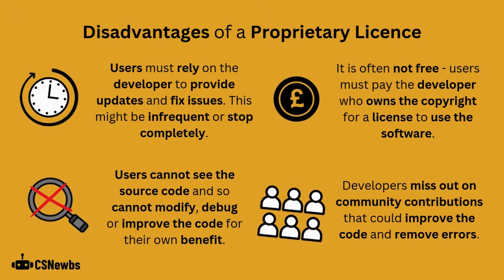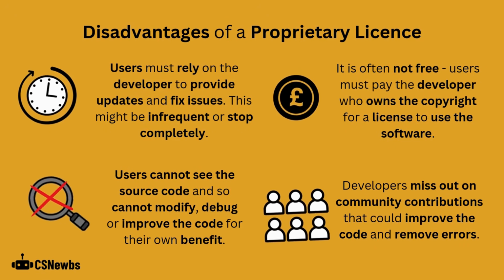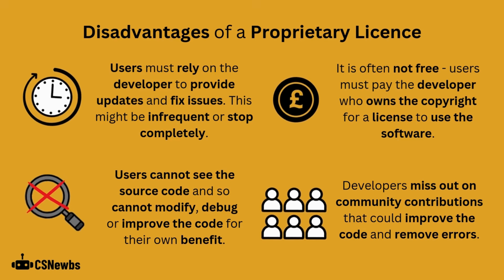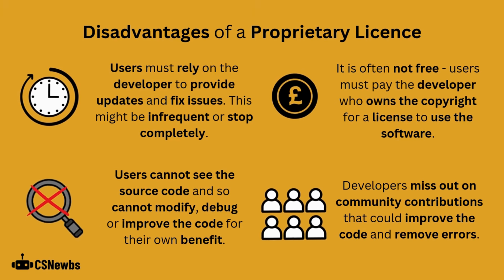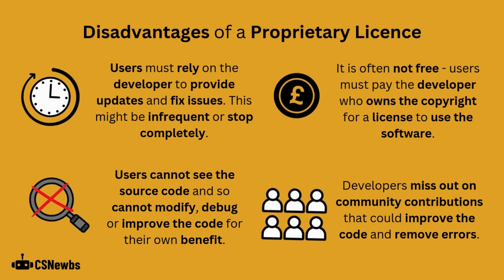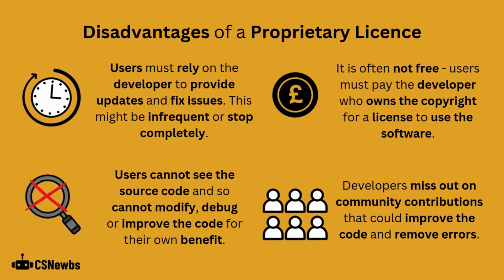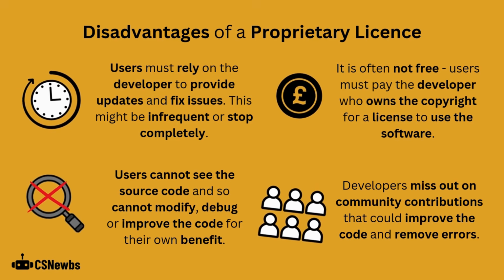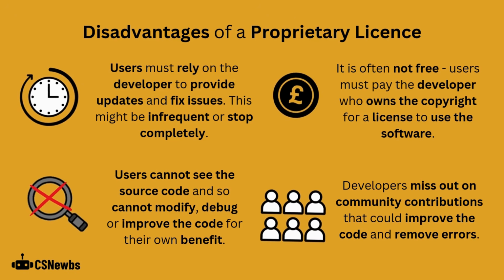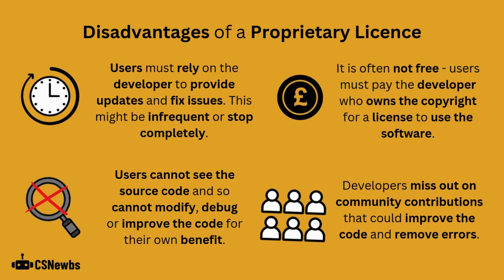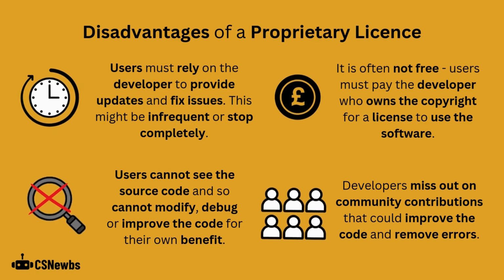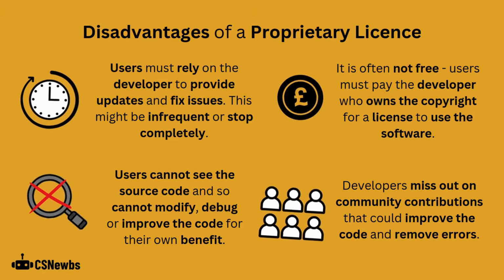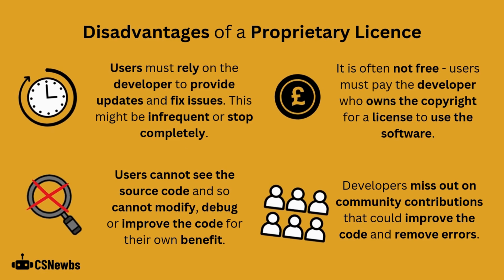The disadvantages of a proprietary license include that users must rely on the developer to provide updates and fix issues. This might be infrequent or stop completely. It is often not free. Users must pay the developer who owns the copyright for a license to use the software. Also, users cannot see the source code, and so they cannot modify it, debug it, or improve it for their own benefit. Finally, developers miss out on community contributions that could improve the code or remove errors.